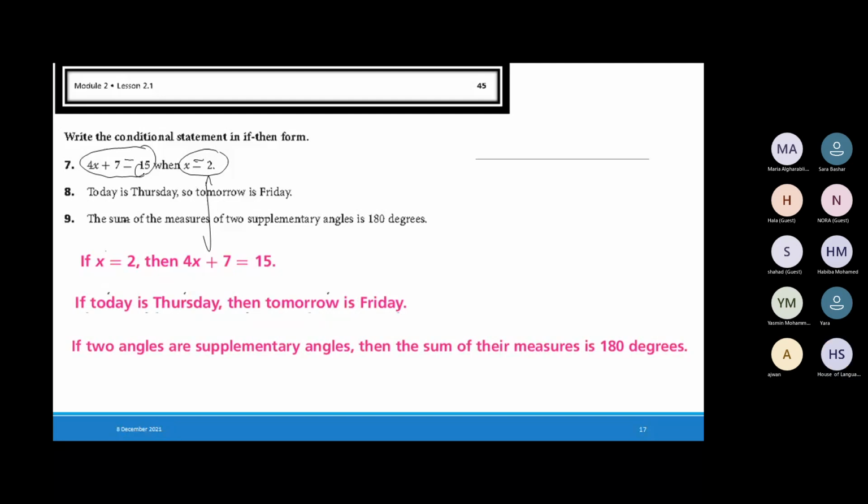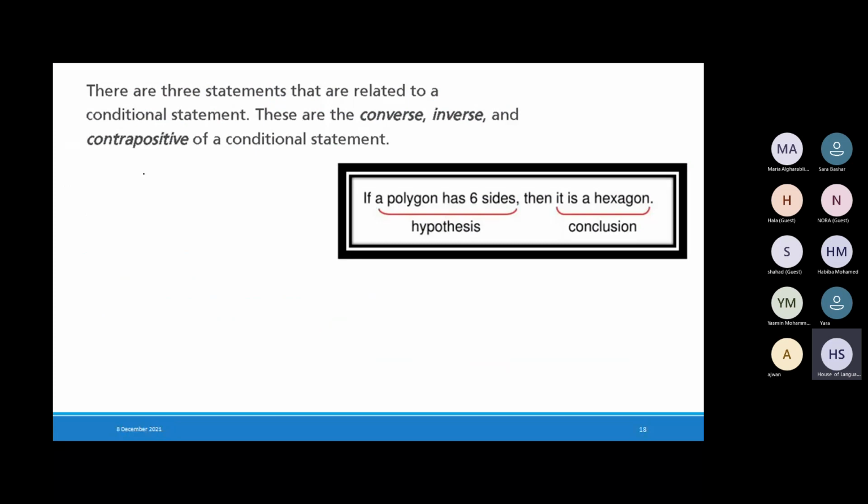Conjecture is a statement without if and then. I told you about it at the beginning. Just a minute. Now today we're going to learn 3 new statements that are related to the conditional statements, which are converse, inverse, and contrapositive. We talk about the conditional statements: if something happens, then something will happen. Today we're going to learn 3 new statements related to it, which are converse, inverse, and contrapositive.